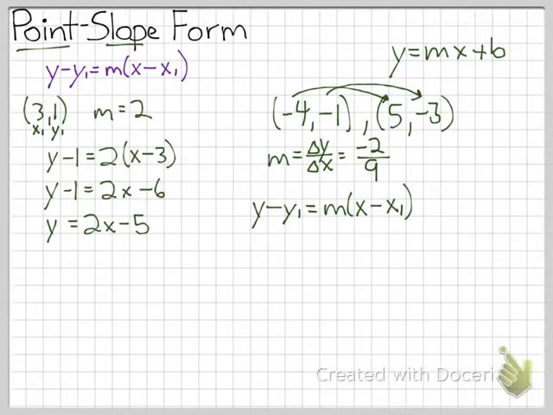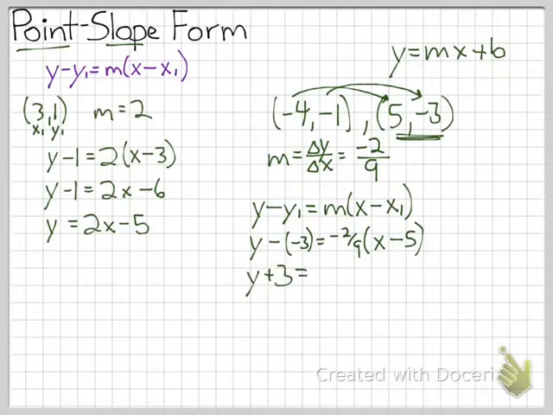Set it up, and we get y minus, let's pick, we'll use (5, negative 3) as our point. And you could use (negative 4, negative 1), it'd still come out the same thing. And our slope is negative 2/9, times the quantity x minus 5. So I get y plus 3 equals negative 2/9 x. Then I have negative 2/9 times negative 5. I know that's a positive because it's a negative times a negative, and that's going to be 10/9.